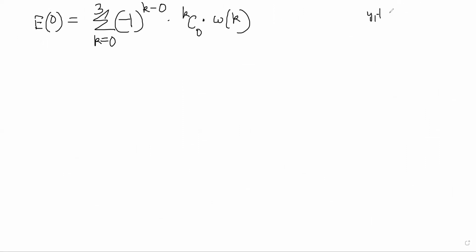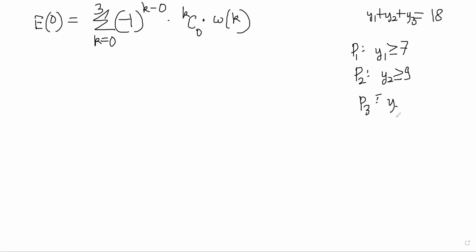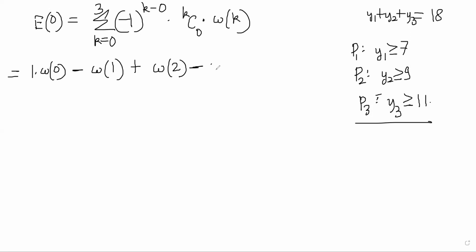Our equation was y1 plus y2 plus y3 is equal to 18, and our properties were: property 1, y1 is greater than or equal to 7; property 2, y2 is greater than or equal to 9; and property 3, y3 is greater than or equal to 11. We want to count all elements which don't satisfy any of these. So obviously this summation becomes, when you put K is 0, 1 into W0, then you get minus W1 plus W2 minus W3, right? And after that, the summation is over, right?